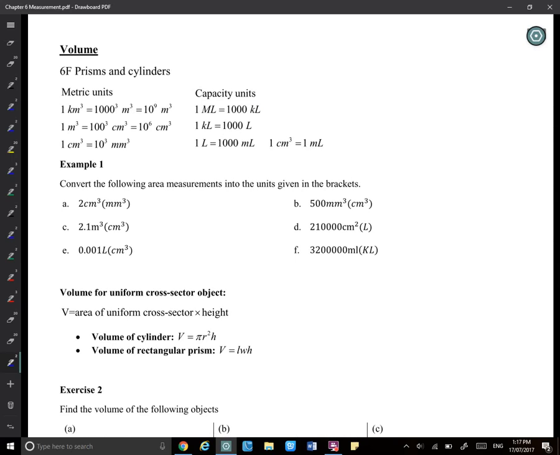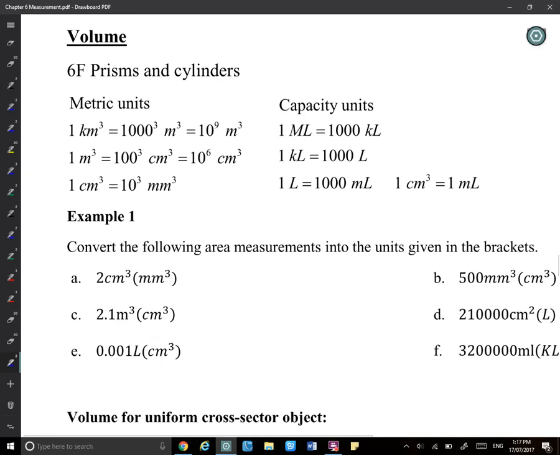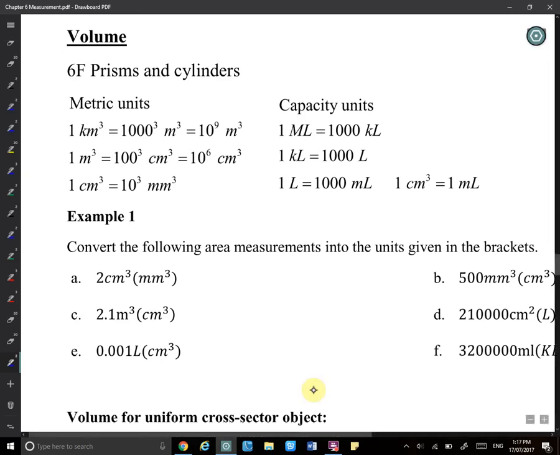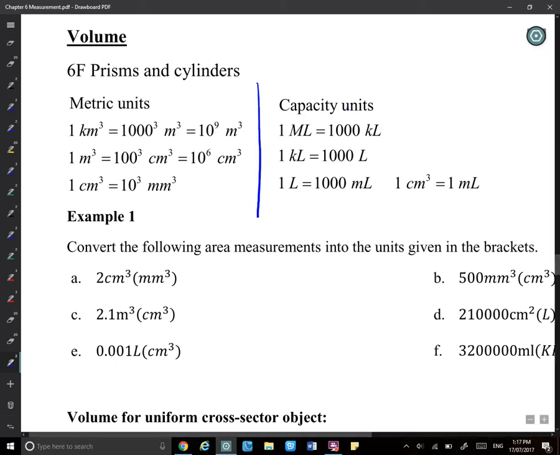Okay, quickly come to volume. For volume, we have units. We have 2 kinds of units for volume. One type is metric units, and the other type is capacity units.